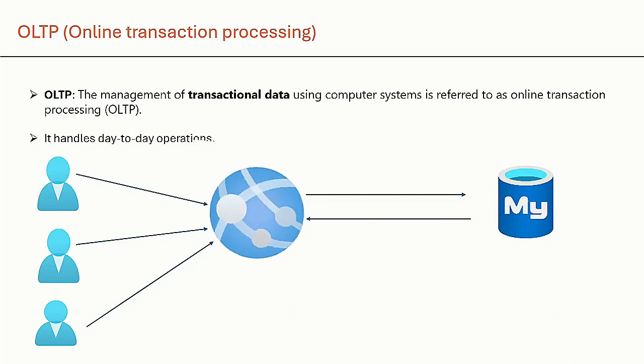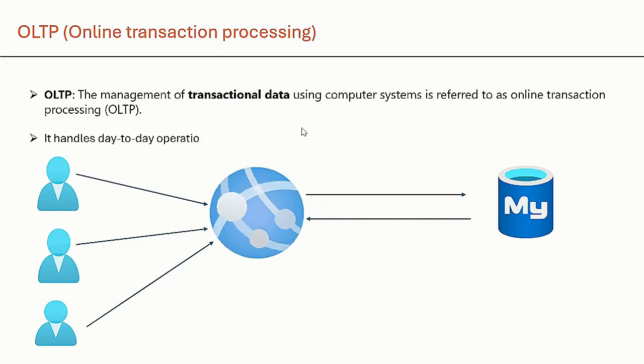But this OLTP data is not sufficient for business insight, because there could be an empty row. Let's say a customer didn't provide his last name, or didn't provide a few details. So this transactional data is not clean data. It cannot be used for analytical purposes to get business insight, right?